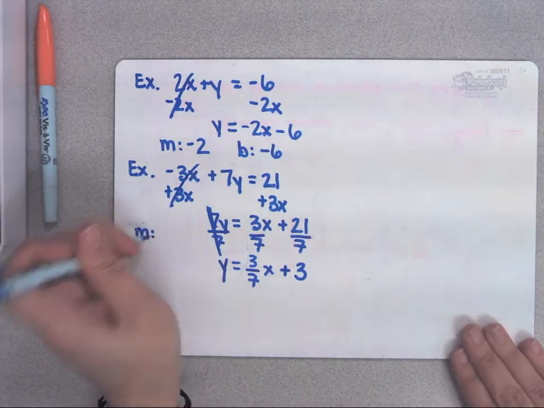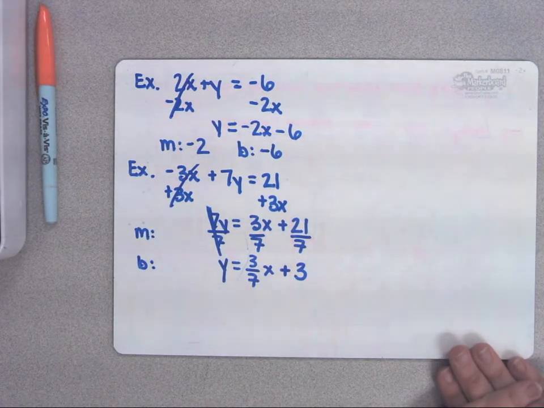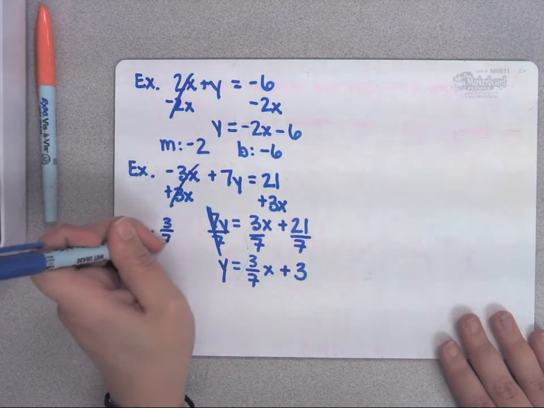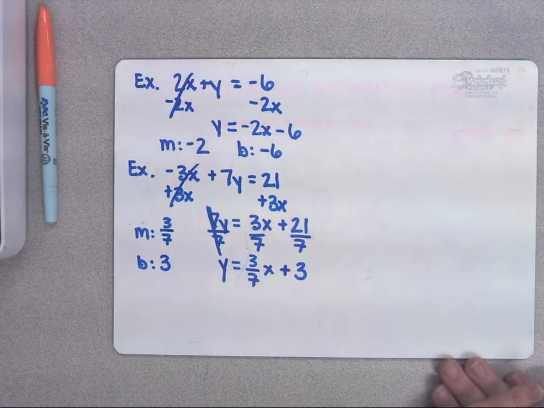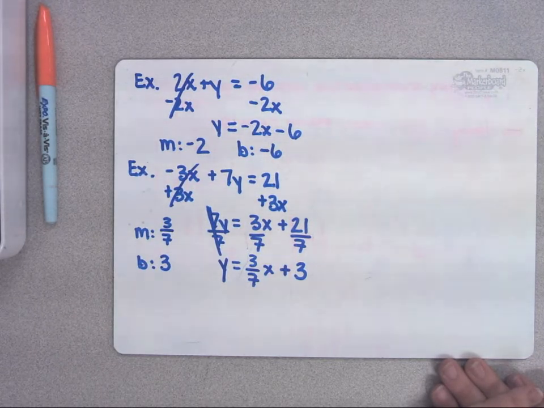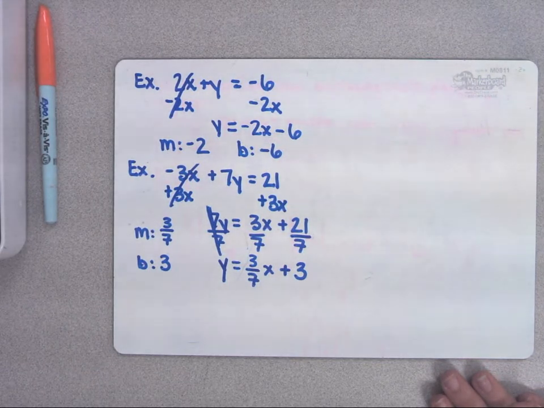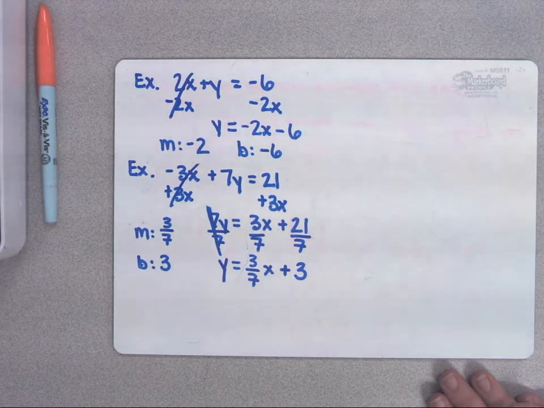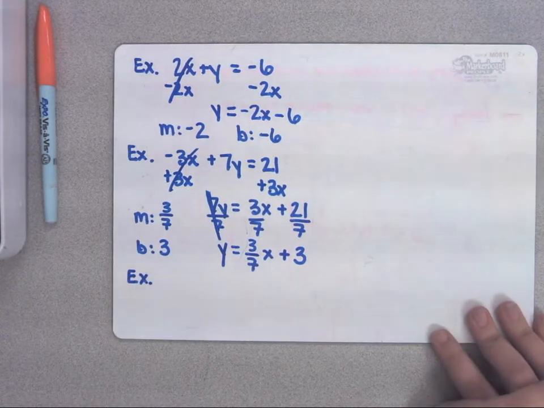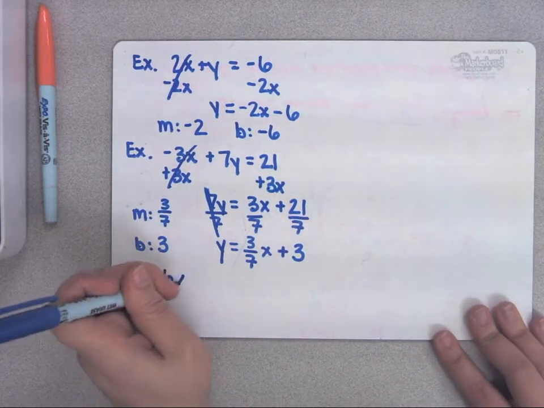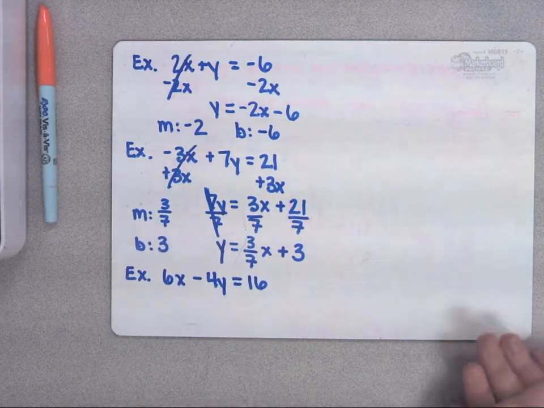Now, what is my slope? What is my y-intercept? Yep, my slope is 3/7. Y-intercept is 3. Is this making sense? Yes, everybody. Okay, we'll do one more of these before we change it when there's only one variable instead of 2. Last example like this one. 6x minus 4y equals 16.